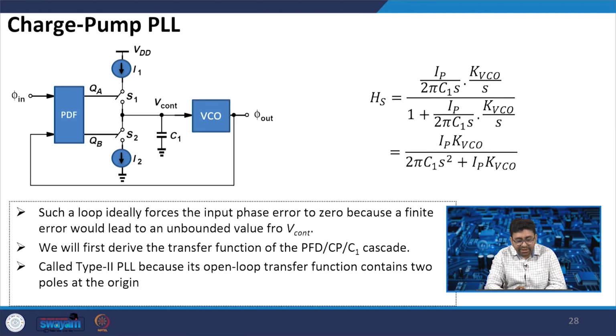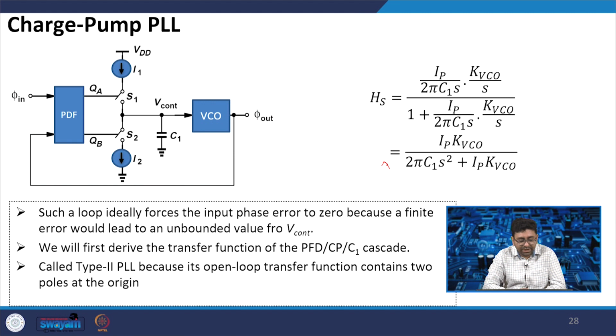So, the H(s) transfer function, which we can write down, is (Ip/2πC1s)·KVCO/s divided by 1 plus (Ip/2πC1s)·KVCO/s. So, this is the transfer function of this charge pump PLL. Such a loop ideally forces the input phase error to 0, because a finite error would lead to an unbounded value of V control.